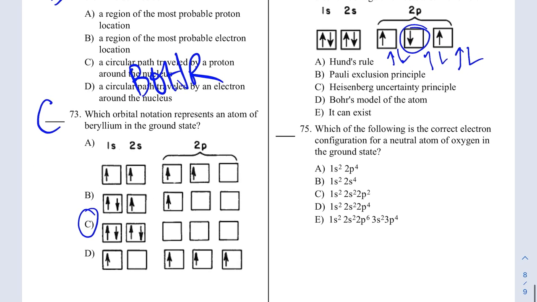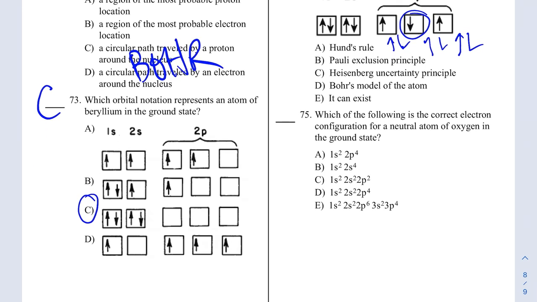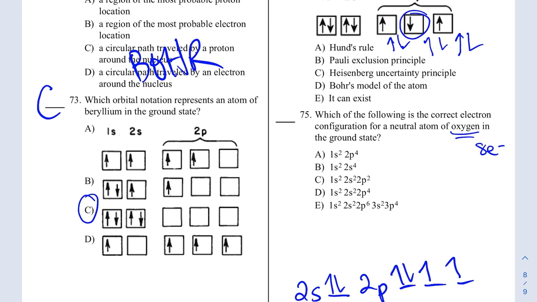Which is the correct electron configuration for a neutral atom of oxygen in the ground state? That would be 8 electrons. So 1s2, 2s2, 2p, don't forget Hund's rule. 1, 2, 3, 4, 5, 6, 7, 8. So that would be 1s2, 2s2, 2p4. Choice D.